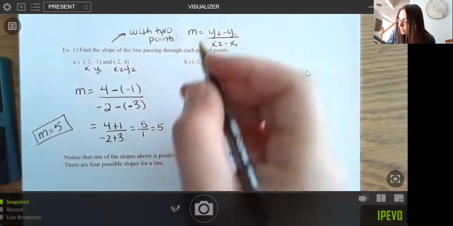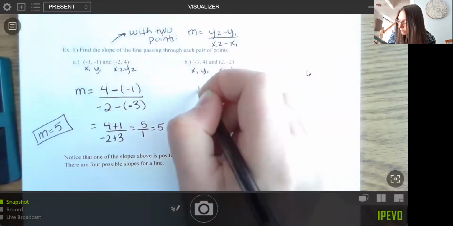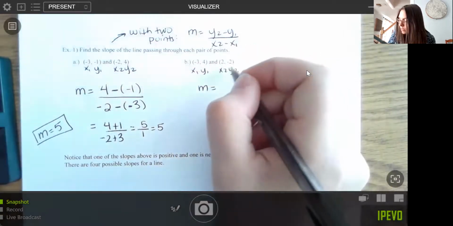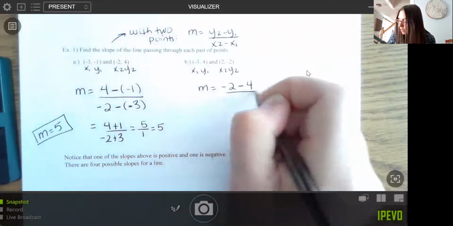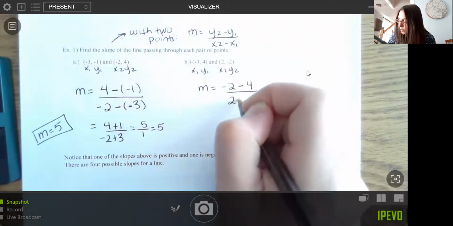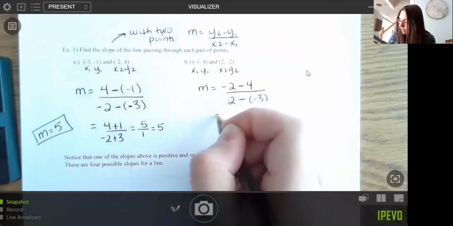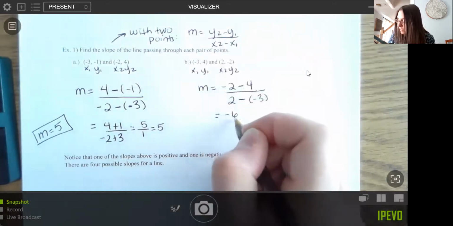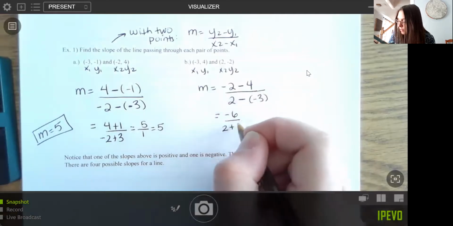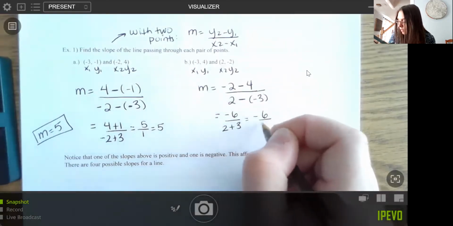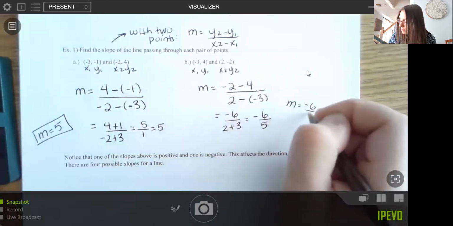For the second one, we'll do the same thing. So my y2 is -2 here, and I'm subtracting that with the y1, which is 4. My x2 is 2, and I'm subtracting that with the x1, which is -3. -2 minus 4 is -6. Here, those two are going to cancel out, so that actually becomes just 2 plus 3. So it's -6 over 5. So our m here is -6/5.